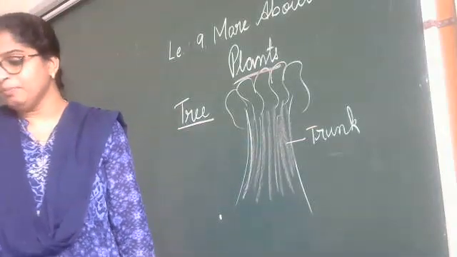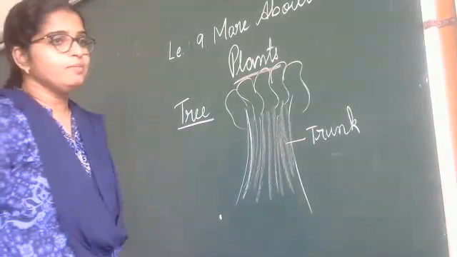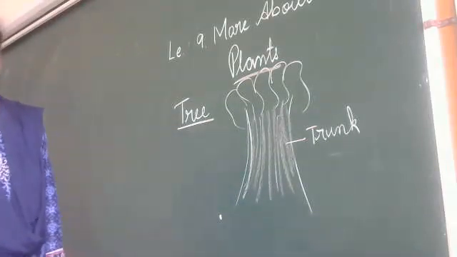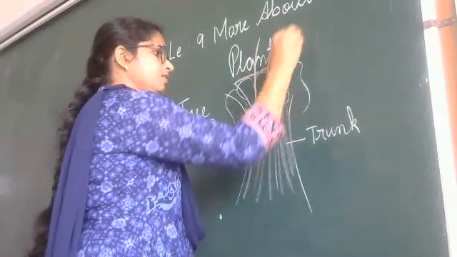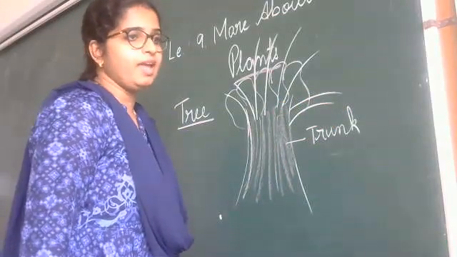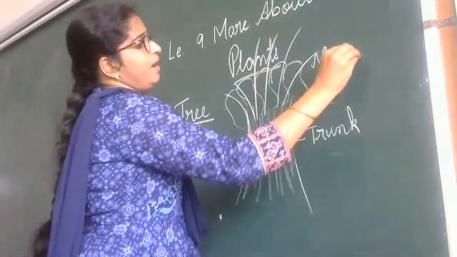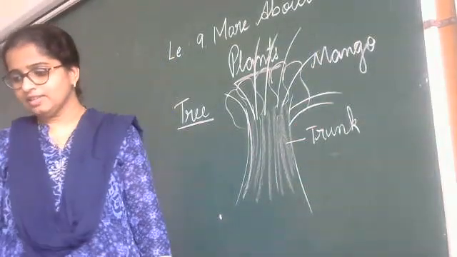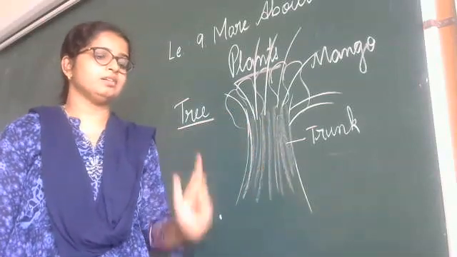A tree can have many branches. Examples of trees are banyan tree, neem tree and mango tree. A tree can have many what? Branches. Not only one, it can have many branches. You can take any tree which is tall and has a huge or big trunk. Understood?